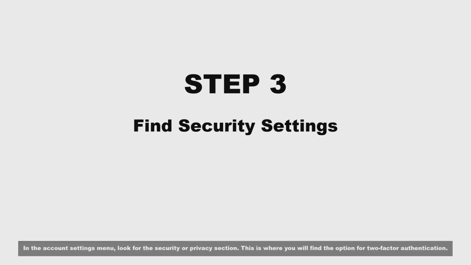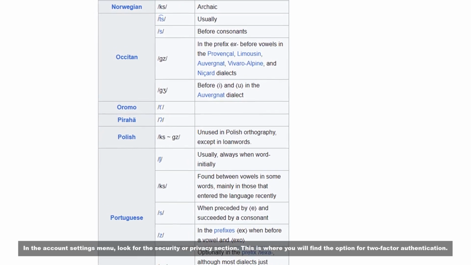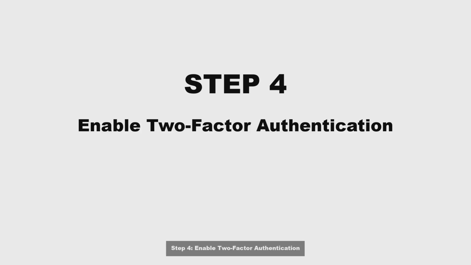Step 3. Find security settings. In the account settings menu, look for the security or privacy section. This is where you will find the option for two-factor authentication.